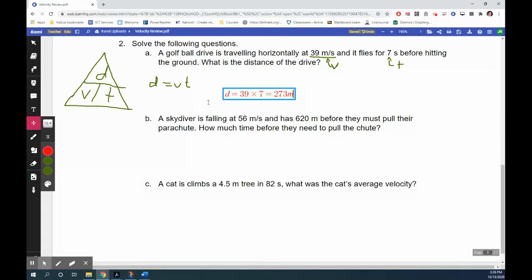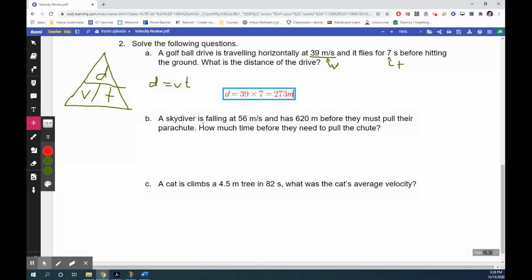So you saw how we use a triangle. I want you to pause the video and try B and C by yourself before carrying on. All right, I'll move forward now. Hopefully you've done the questions and you can see if you've done them right or wrong.